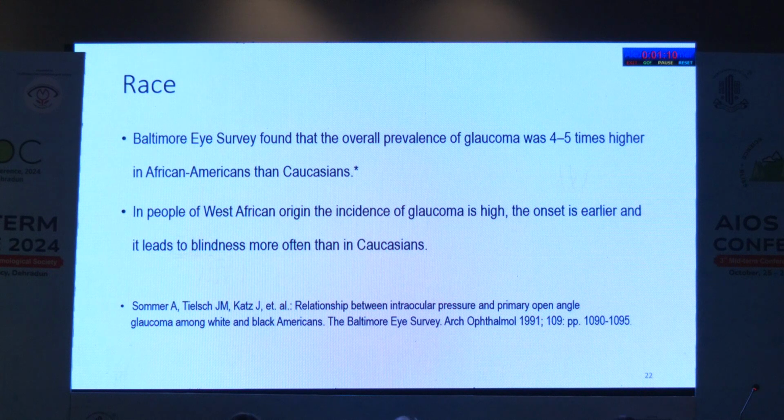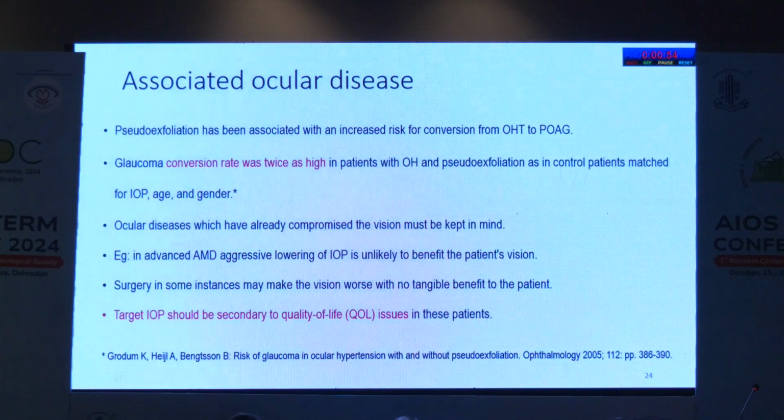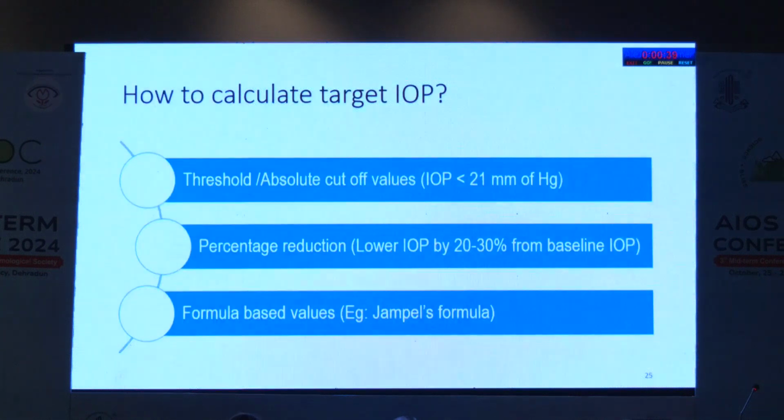Some of these surveys have found, for example, that African Americans are more prone to damage as compared to Caucasians. CCT is now an established risk factor, so with thinner corneas, you need to be more aggressive in your therapy. And in pseudo-exfoliation, again, it has been found that in pseudo-exfoliation and ocular hypertension, the conversion rates to glaucoma are much higher. But at the same time, you need to look at the quality of life issues.